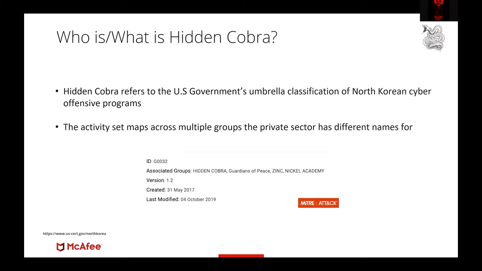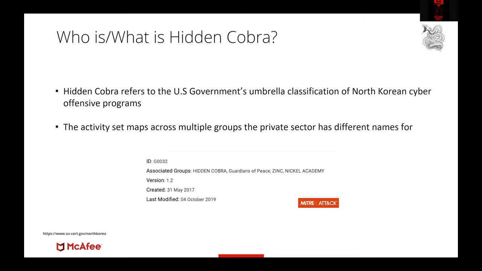So talking about what is Hidden Cobra, or who or what it is, is an interesting frame of mind. Hidden Cobra is the umbrella classification for the US government's North Korean cyber offensive program. So this would actually encompass all the subgroups, all of the different kinds of activities that we know as Lazarus, Andariel, Bluenoroff, and essentially encompasses them into a larger set of classifications. So we'll see that the activity set will map across multiple groups that the private sector has different names for.